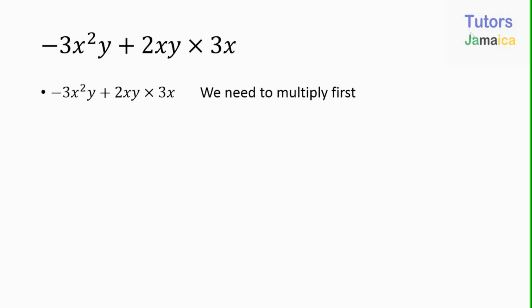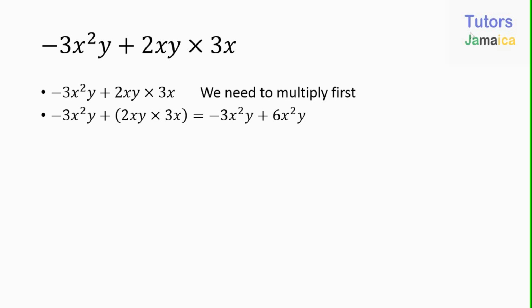Because we don't solve this sequentially, so we're not going to try and add negative x squared y and 2xy. The first thing we're going to do is we're going to multiply. So negative 3x squared y plus open bracket 2xy times 3x.